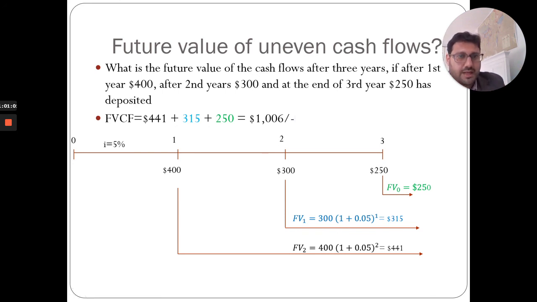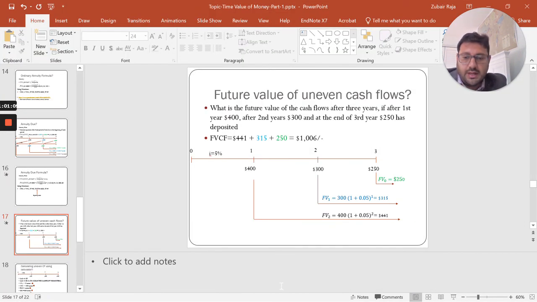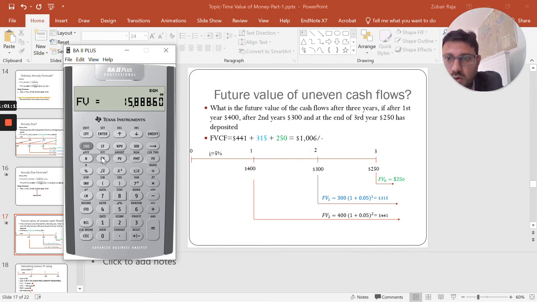Now let's suppose you have 10 years of payments, what will you do? You have to do it manually like this, or otherwise you can also use the calculator. So in the calculator, you will go into the second cash flow, second clear. You always have to clear, because the amounts which we are plugging in will remain there from the previous question.